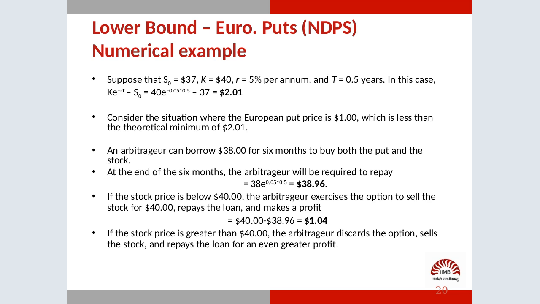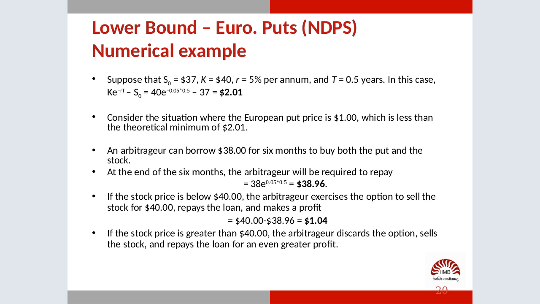Right? So that is what happens. So you get a profit of 1.04 when the price goes below 40. When the price goes above 40, what happens? You don't sell it at 40, you sell it in the market at the market price, and out of that you pay out 38.96. So since the price has gone above 40, your profit is 1.04 plus the amount by which the price has got above 40.